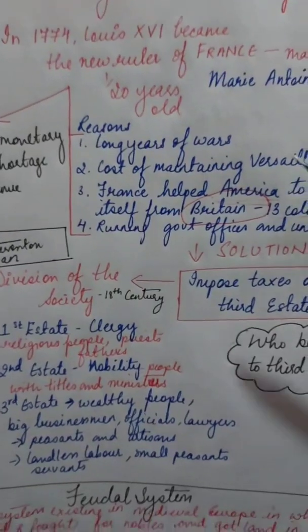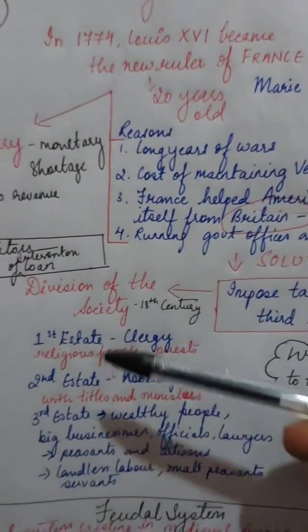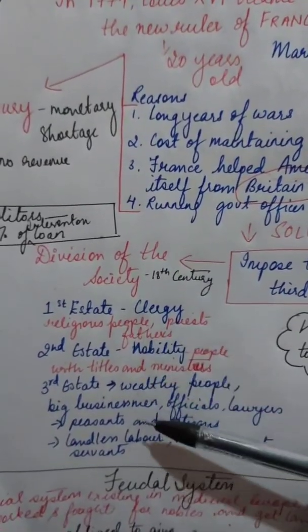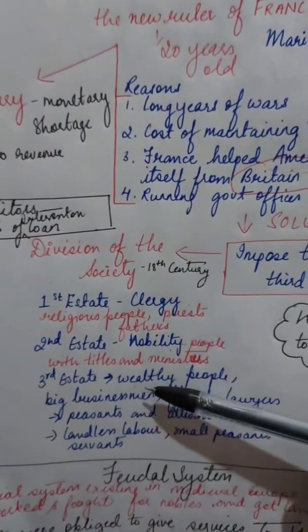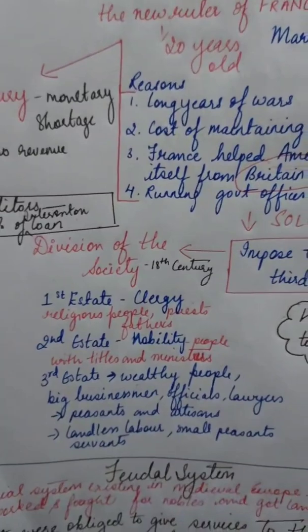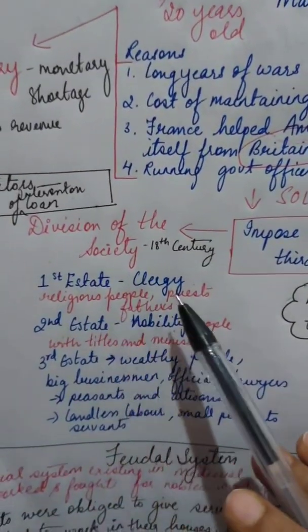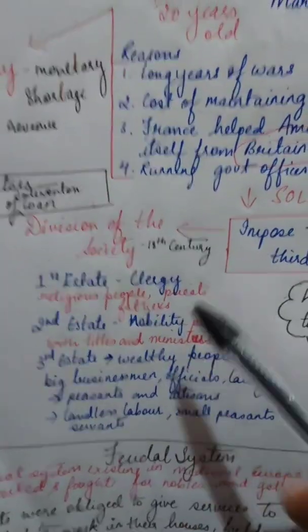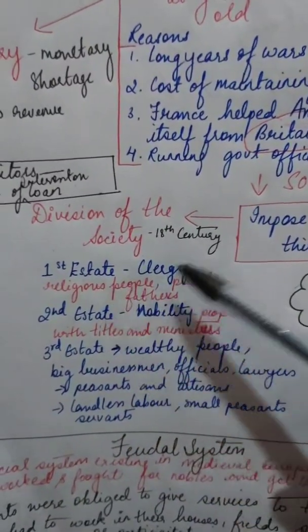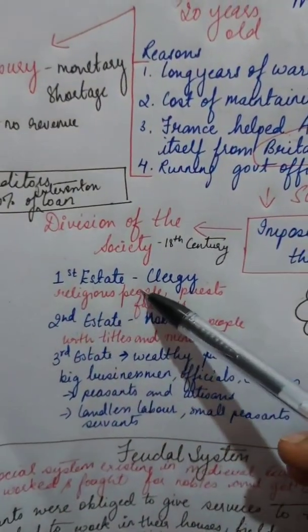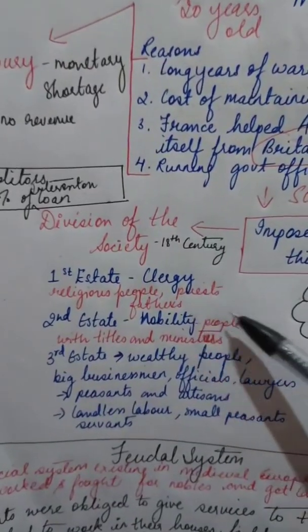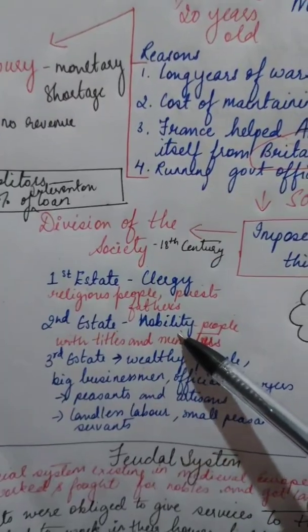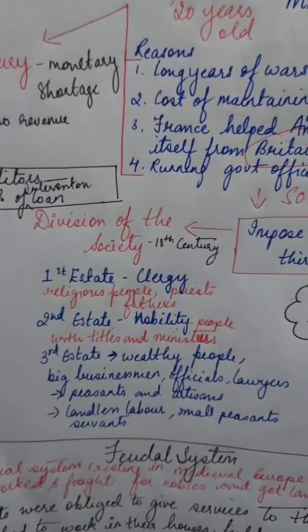So King Louis XVI decided to divide the society into 3 estates. The 3 estates are already there in the book. Let me do them one by one here in this video also. The first estate included people named the clergy. You can note it down: the clergy were religious people, priests and the fathers of the church. The second estate belonged to the nobility. These were people who were considered very noble.